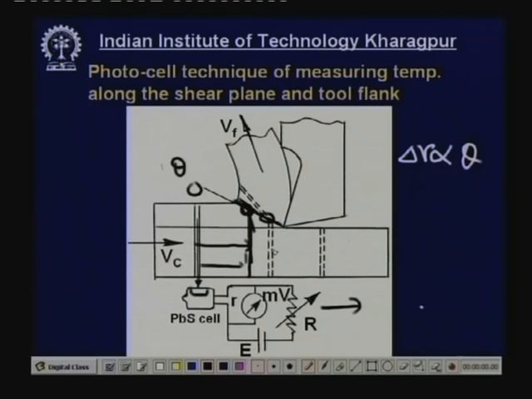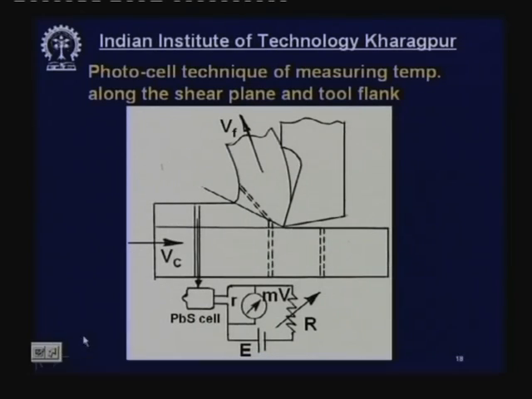After that, this hole moves beyond that. So, you get the temperature from this region. Heat will be radiated from that flank and you measure that. So, you can get the temperature distribution along the shear plane as well as along the flank surface. So, this is a very nice, reliable but simple technique of measurement.